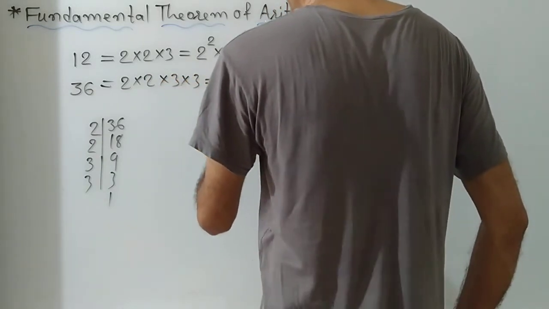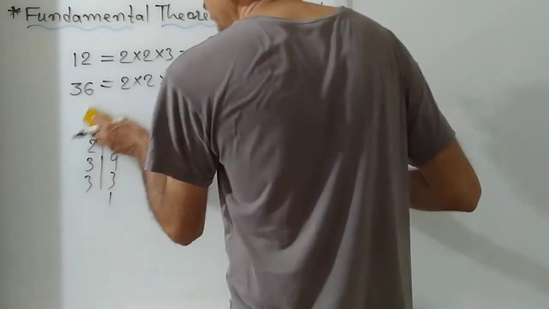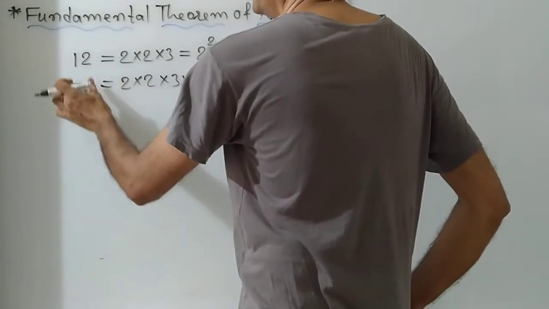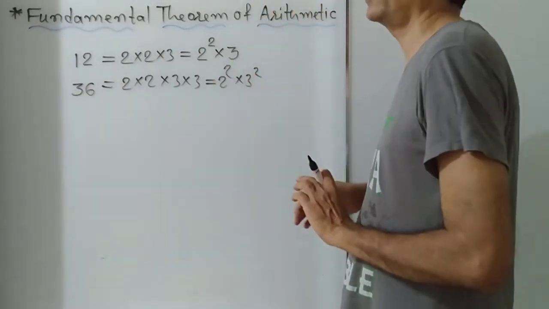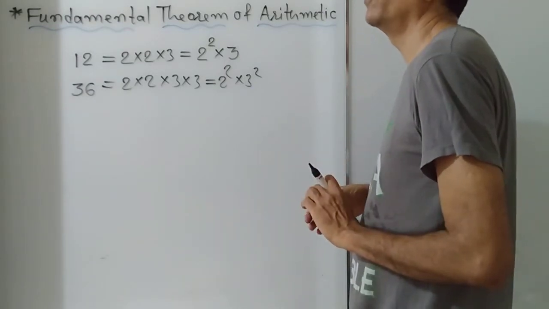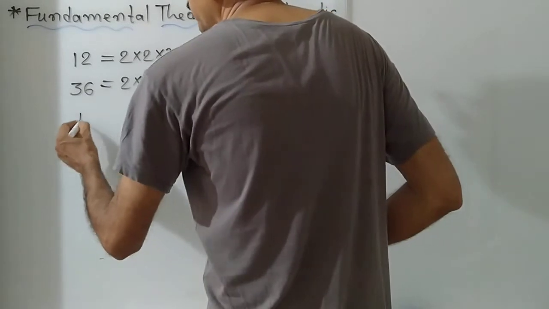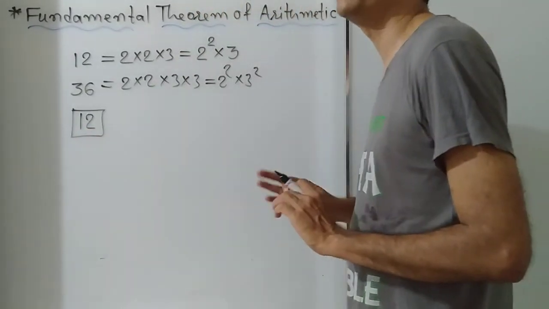2 square into 3 square. Okay. This method you learned in your earlier standard. So here we come to a conclusion: these both are composite numbers which can be expressed in their prime factorization. So this is the fundamental theorem of arithmetic. This factorization can also be carried out by this method, which is called a factor tree.